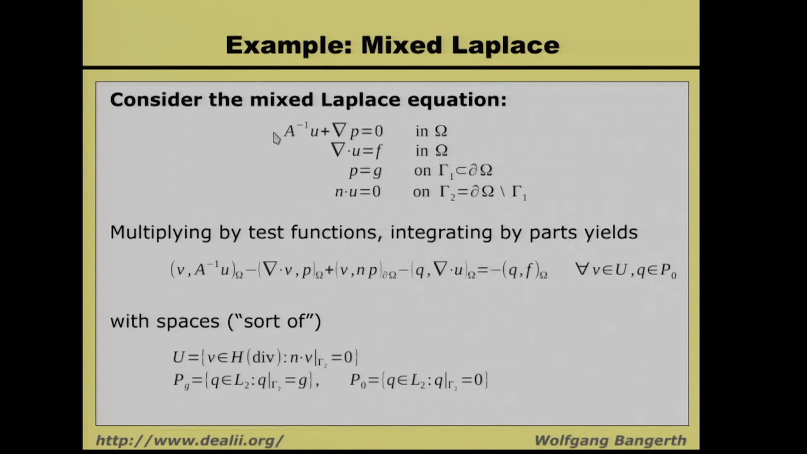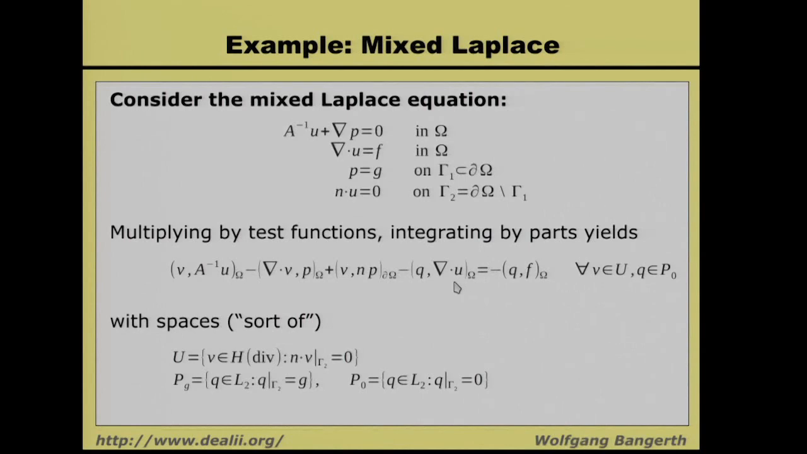If you multiply the first equation with a test function v and the second with a test function q, and you add them up, then you integrate this term here by parts. So I get v times A to the minus 1 u, that's the term over here. Then here, v times gradient p, which I integrate by parts. So I get minus divergence of v times p plus a boundary term of the form v times n times p, n being the normal vector again, and minus q times divergence of u equals minus q times f. Okay, so these are the other terms here.